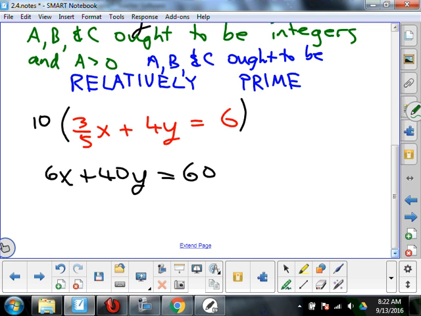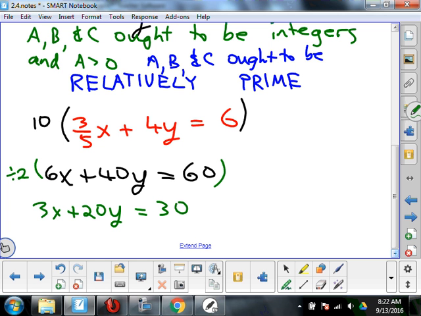So I could reduce this down because I could divide the whole thing by 2, right? So that's going to give me 3x plus 20y, and that equals 30, right? 3 and 30 aren't relatively prime, but all three of these, 3, 20, and 30, are relatively prime. So whoever said we should have multiplied by 5 in the first place, we would have got there a little quicker.